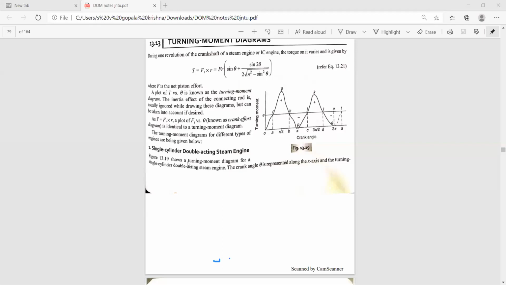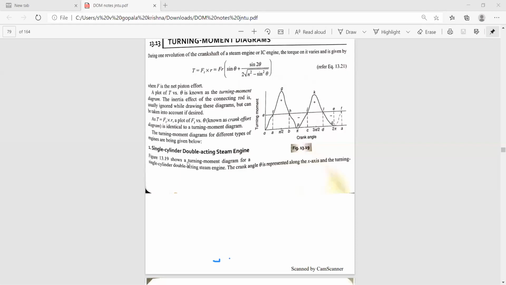When we take the single cylinder double acting steam engine, all of you observe that. It belongs to our single cylinder two-stroke engine. Two-stroke engine means here, when the crank makes one revolution, there are two strokes.